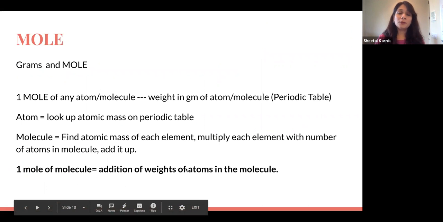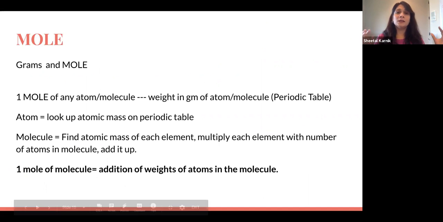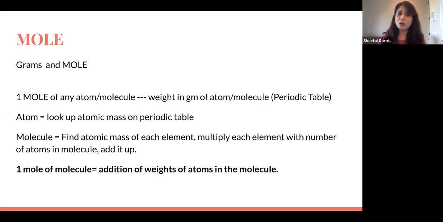So now to summarize, if you want to find the relationship between the grams and mole of any substance, we know that we will need the help of the periodic table. Now, if they're just asking us the mass of 1 mole of any atom, it's very easy. Just go to the periodic table, look at the atomic mass, and you would be able to report what is going to be the weight for 1 mole of a particular atom.